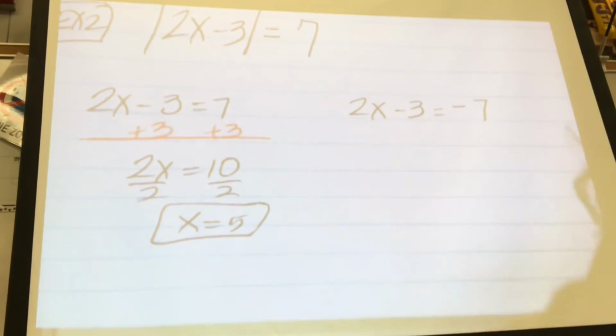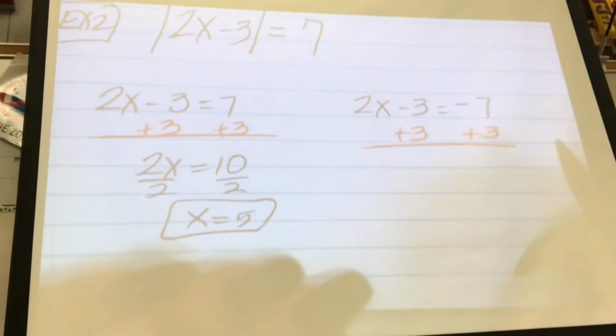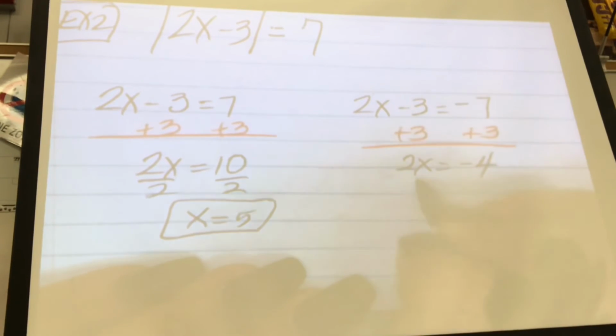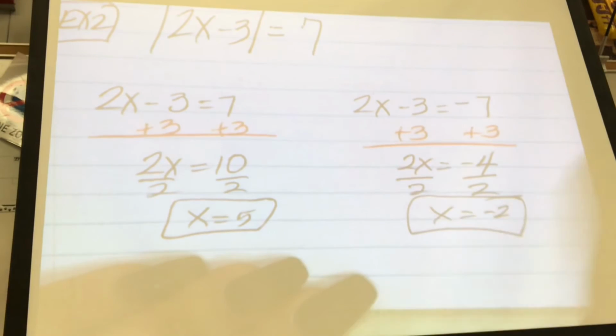What should I do? Add 3. Yep, add 3 and add 3. And what do you get, Moses? 2x equals? -4. Good job. And then what do I do with this 2? Divide by 2. X equals? Almost. -2.